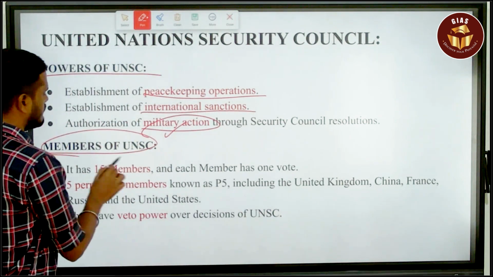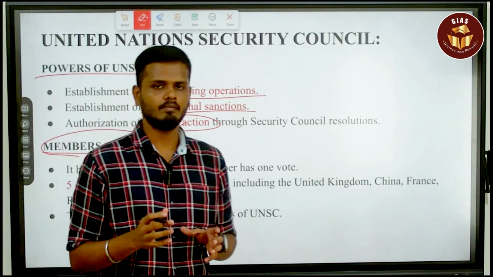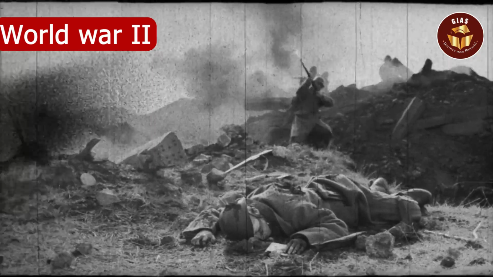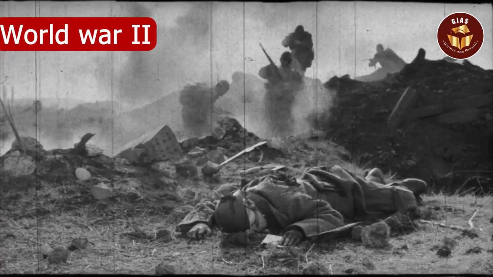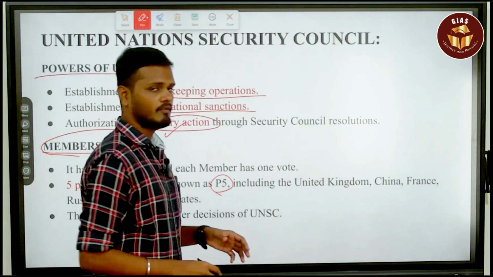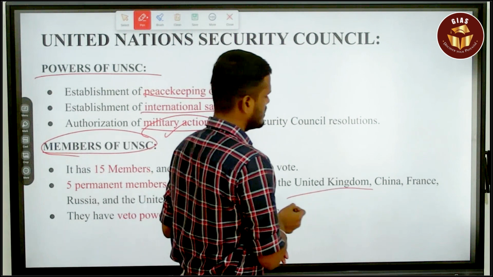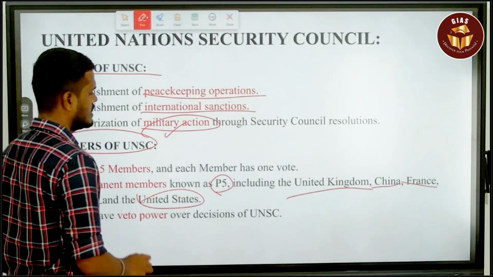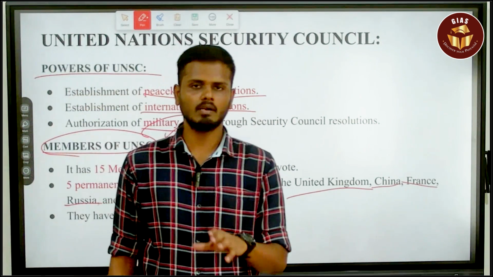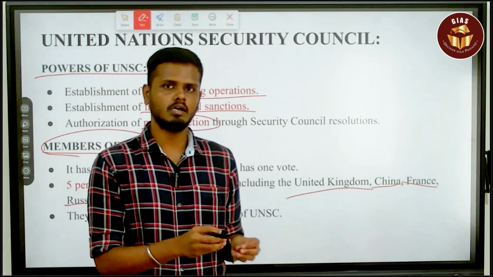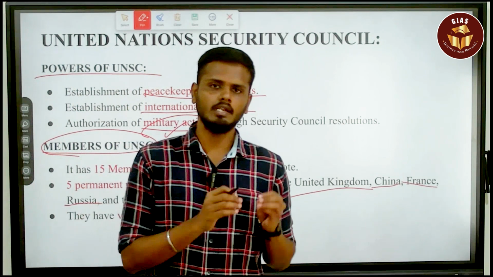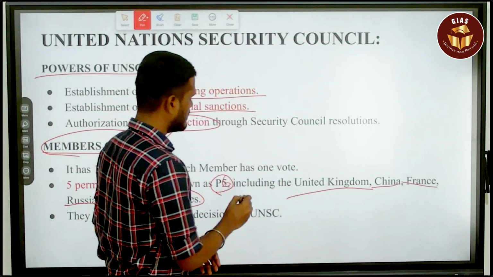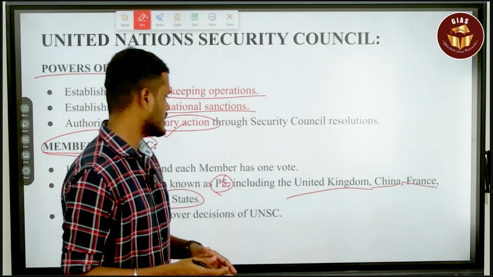Now, the members of the UNSC. This is very important. Only 5 members got permanent membership after World War II. They are also called the P5 countries: the United Kingdom, China, France, Russia, and the United States. These are the 5 permanent members. In the news, the Singaporean diplomat said India should be one of the permanent members, so that it can become the P6.